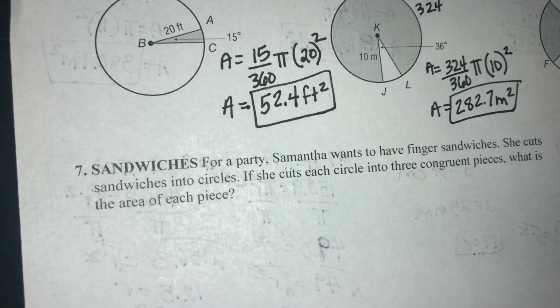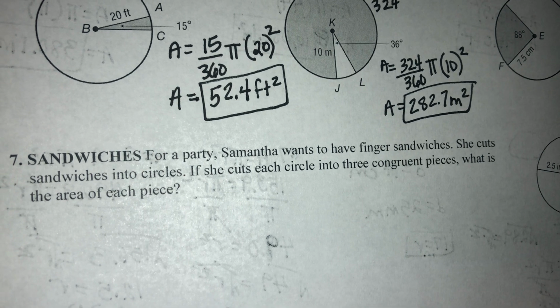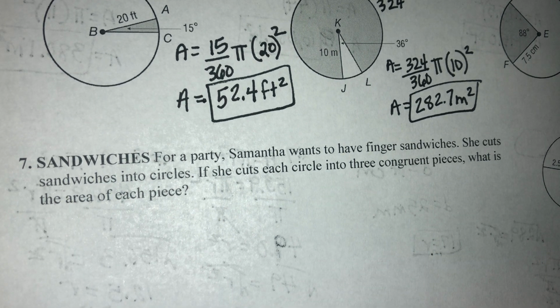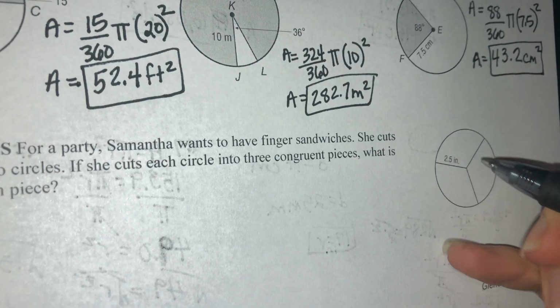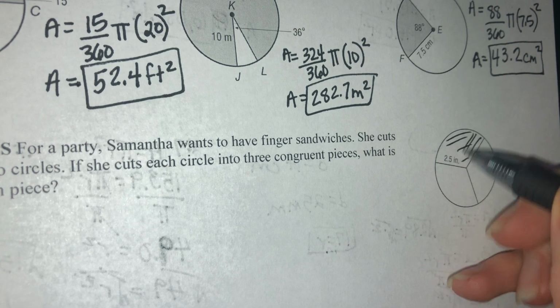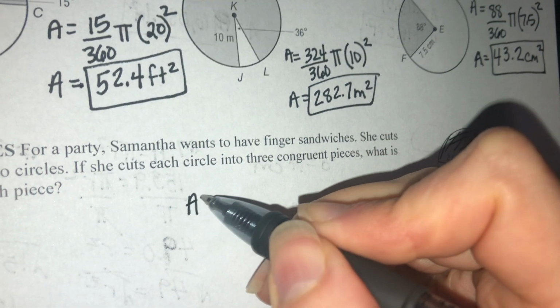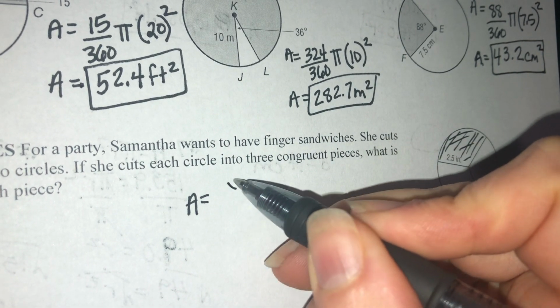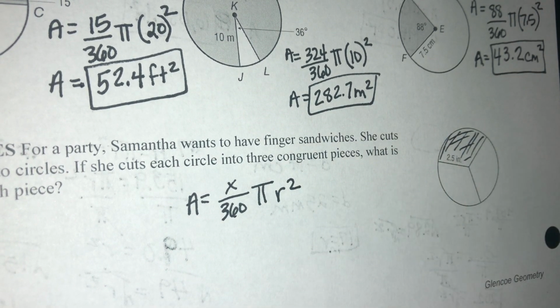All right, we're ready for the last problem. Sandwiches. For a party, Samantha wants to have finger sandwiches. She cuts sandwiches into circles. If she cuts each circle into 3 congruent pieces, what is the area of each piece? So here's our picture. We want to know the area of one piece. So there's the shaded area. Now, the formula, because this shape is a sector, is degrees over 360 times pi times the radius squared.